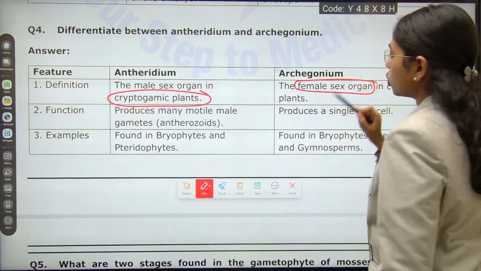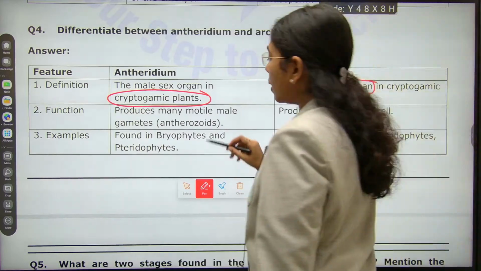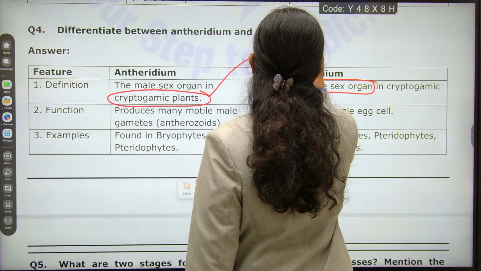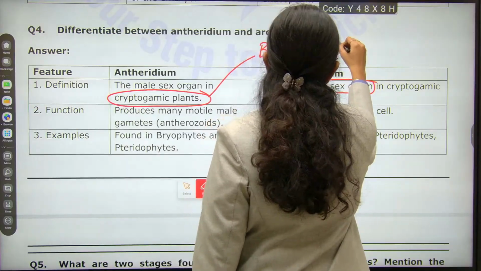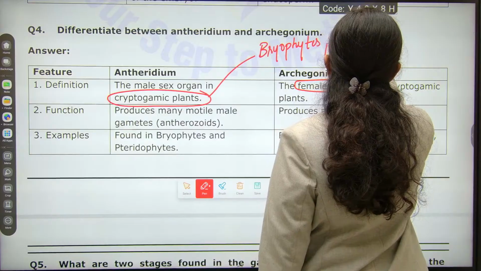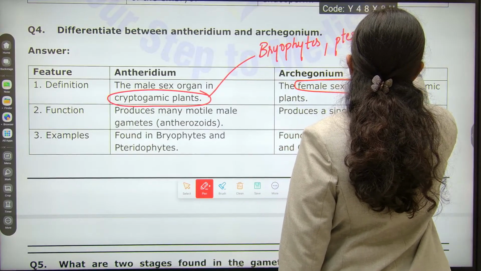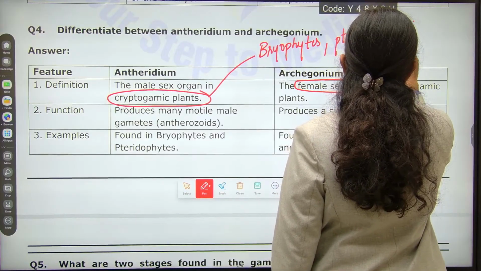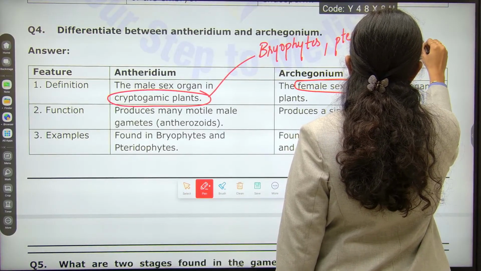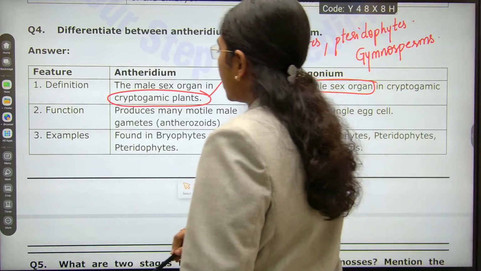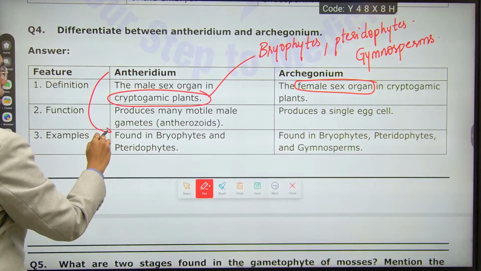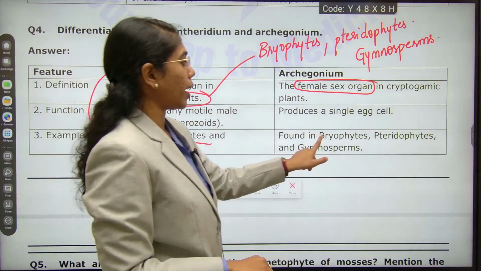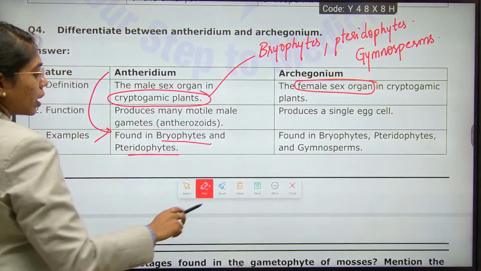Bryo, pterido and gymnosperms. Cryptogamic plants means what? Bryo, pterido and gymnosperms. Examples you see, antheridium is found in bryophytes and pteridophytes, and archegonium found in bryo, pterido and gymno. Clear? Next.